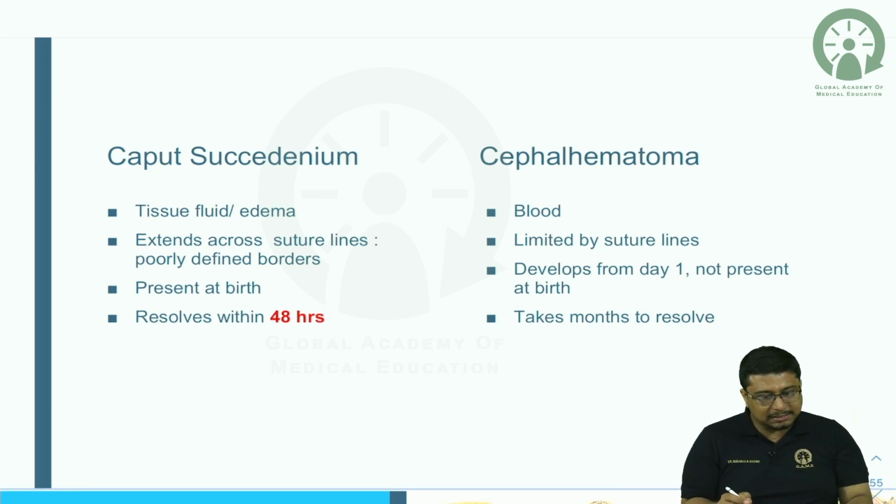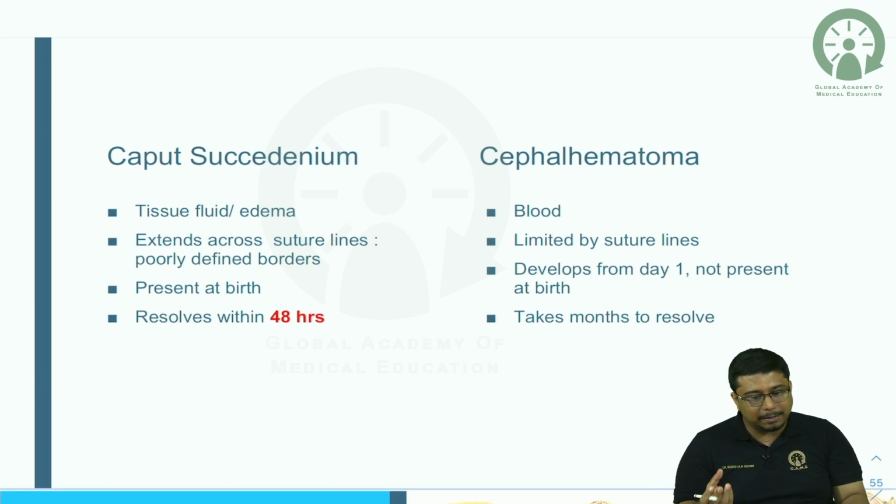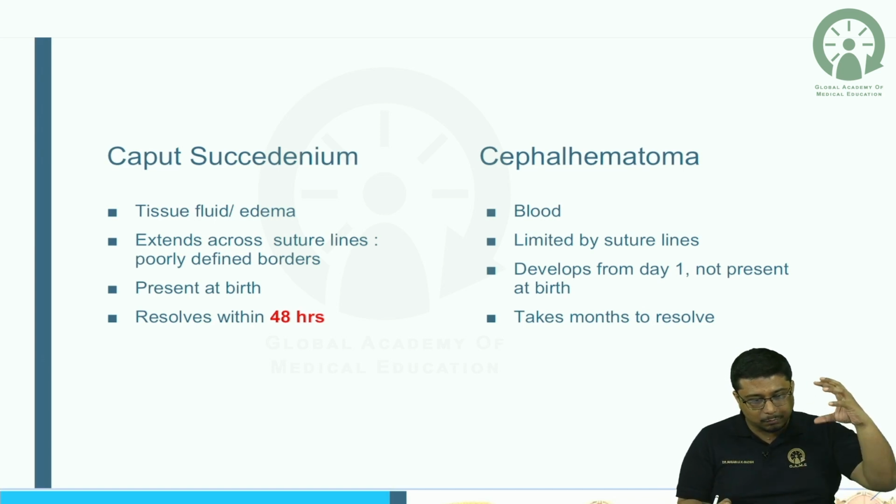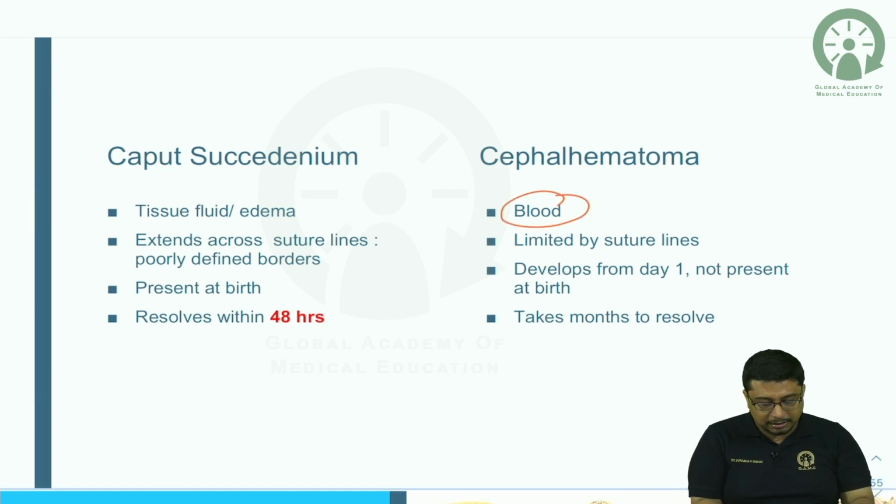It's a diffuse thickening. On the other hand, if by birth injury one of the periosteal vessels is torn, within that particular bone there will be hemorrhage and the periosteum will bulge. So basically it's within the periosteum, and this will be limited by the suture line. Only one particular bone around its suture line will be swollen, right? And it will contain blood.